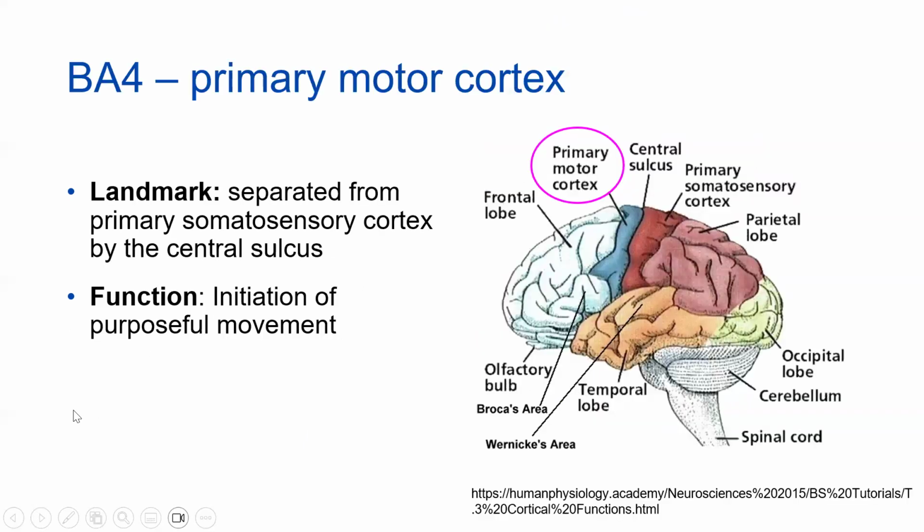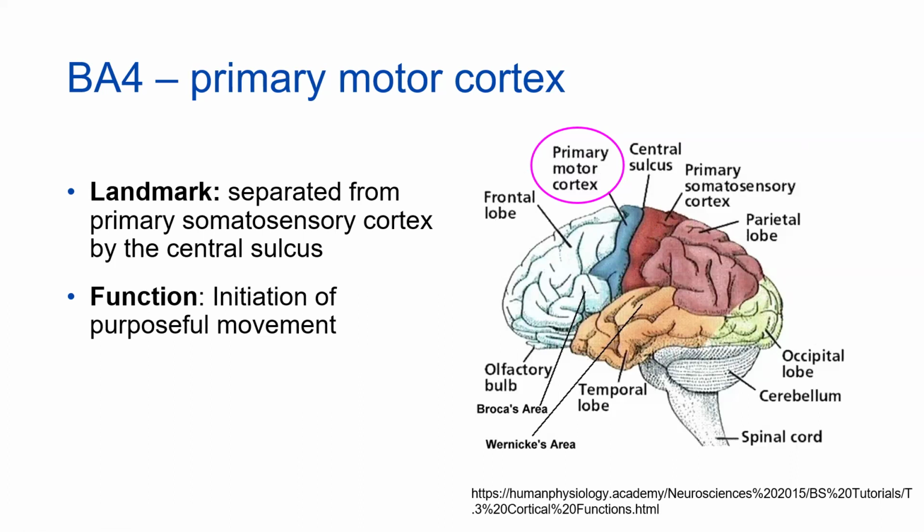So now I'm going to give a bit more information on these 4 Brodmann areas. Brodmann area 4 is the primary motor cortex. Again, the landmark is that it's right here next to the central sulcus. Also, here's the primary somatosensory cortex, so they're very close to each other. Just like the name would entail, primary somatosensory cortex is important for sensory information. But anyway, the function of Brodmann area 4 is initiation of purposeful movement.